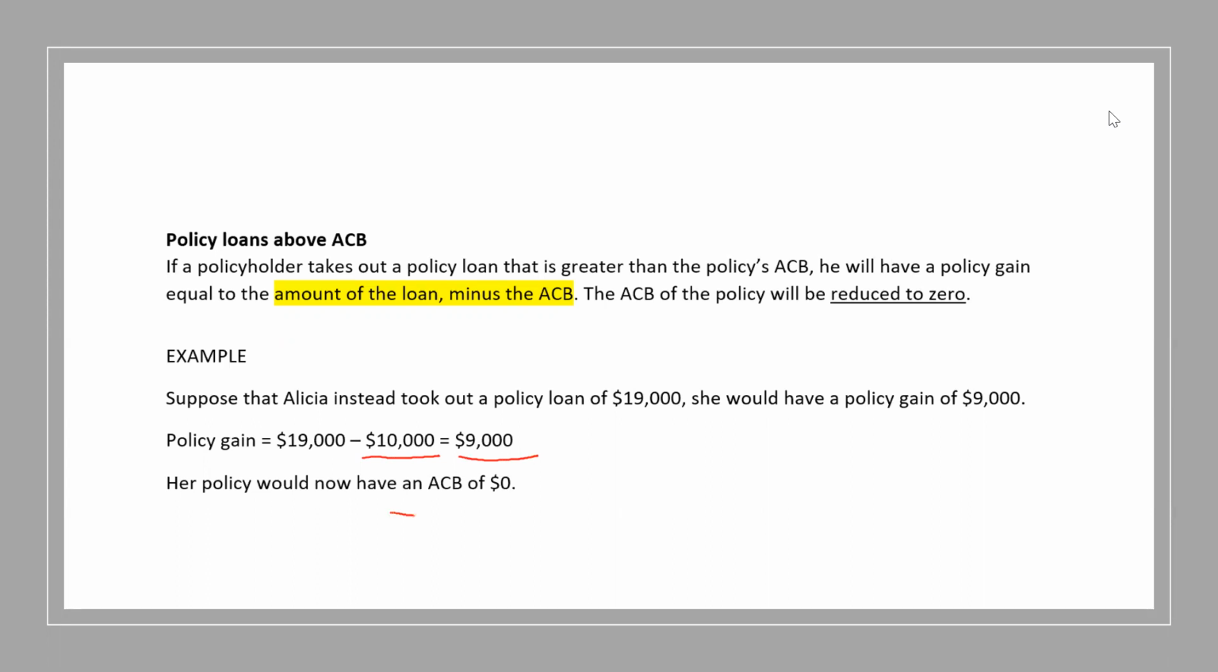Also, the ACB, remember, has to be reduced by the amount of the policy loan. And since the policy loan is greater than the ACB, and the ACB cannot be negative, it will be adjusted down to 0. So two things happen with this policy loan. She has to report a policy gain of $9,000, and the ACB is reduced to 0. It cannot be negative.